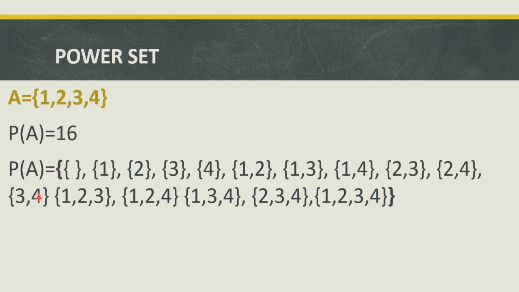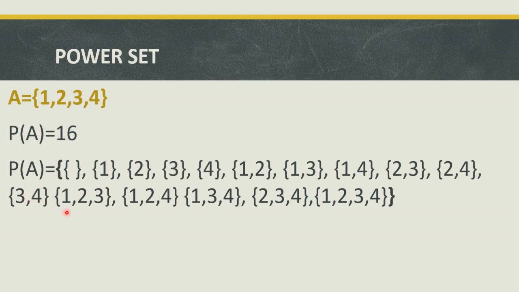We have to make sure that the elements must not be repeated in any sequence. For example, if we have the set 1 comma 2, we cannot make the set 2 comma 1. Both are equal sets, so we cannot make the set 2 comma 1. So we have to make sure that the elements are not repeated in any sequence.